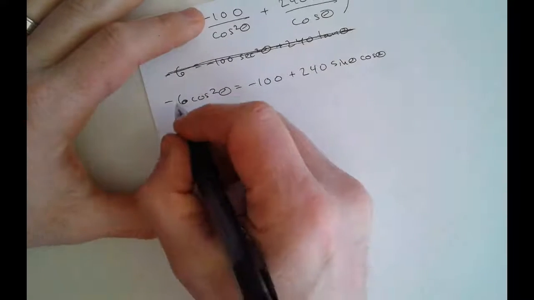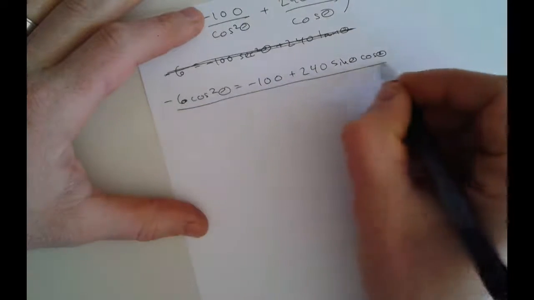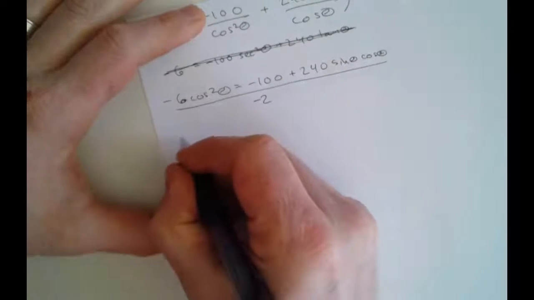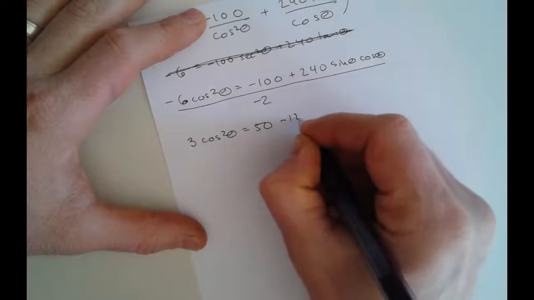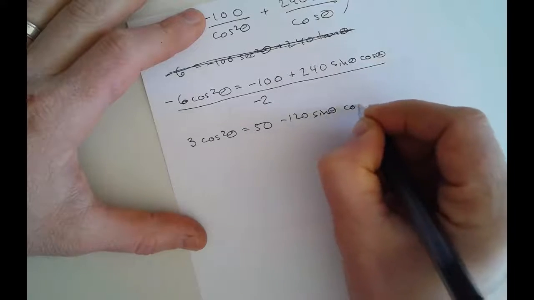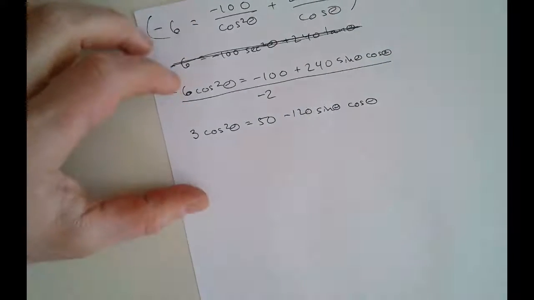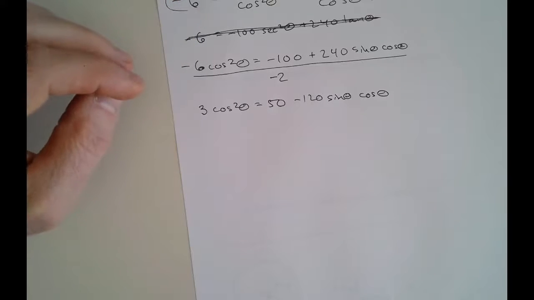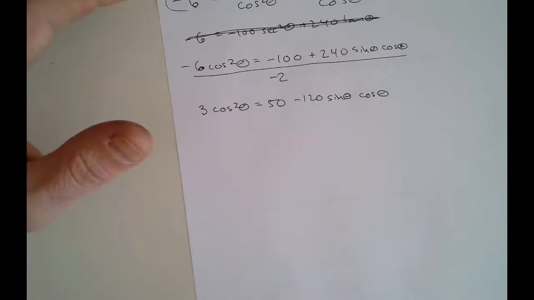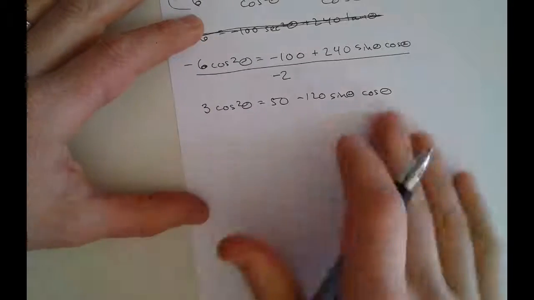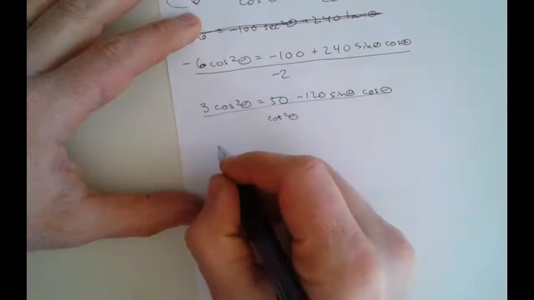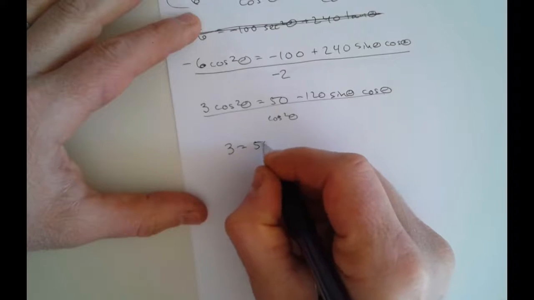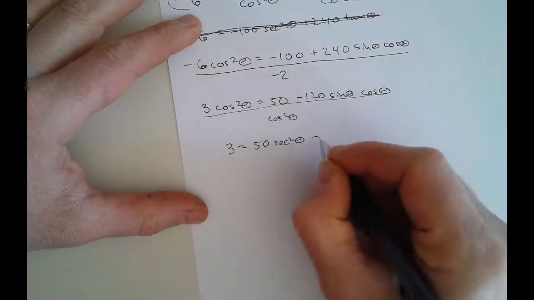Before I go any further, let me divide everything by -2 because I can, to make my numbers easier. So 3 cosine squared equals 50 minus 120 sine theta cosine theta. Just taking a look at that one, it looks like I'm going to have to change the sines and cosines. It was worth a try. So if I divide everything by cosine squared, I'll get 3 equals 50 secant squared minus 120.